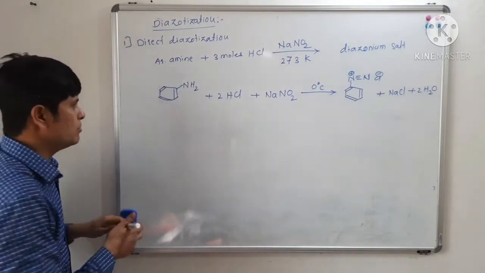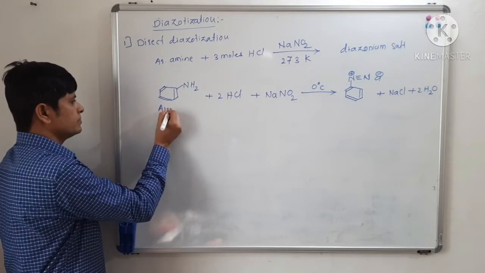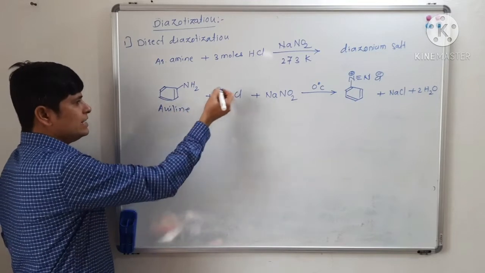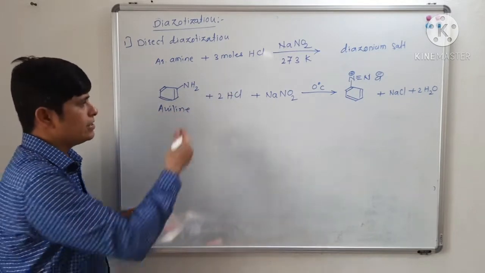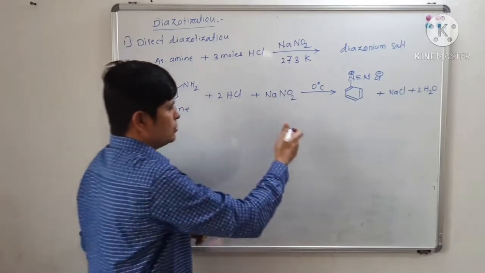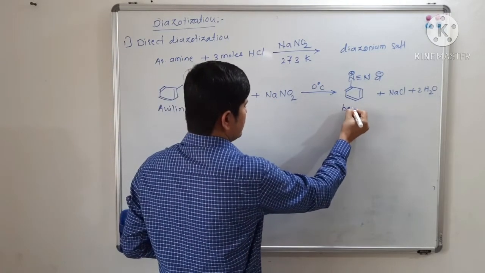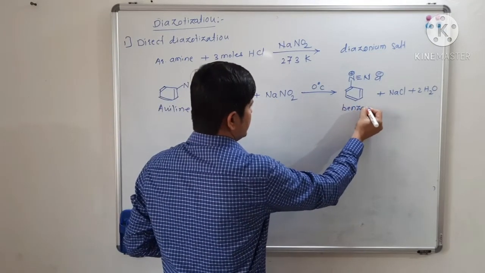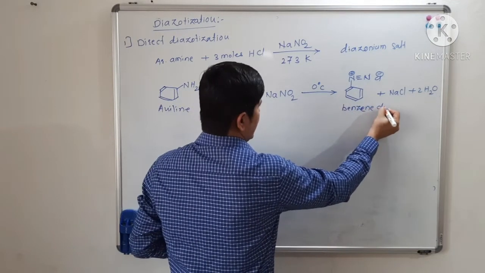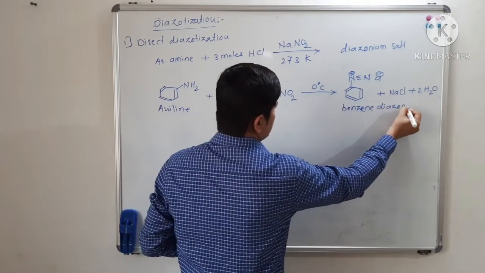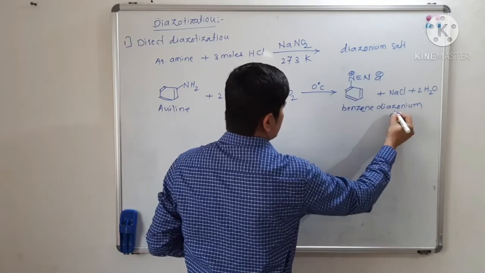In this example we have taken aniline, and aniline is reacted with what? Hydrochloric acid, sodium nitrite at 0 degree Celsius to get benzene diazonium chloride.